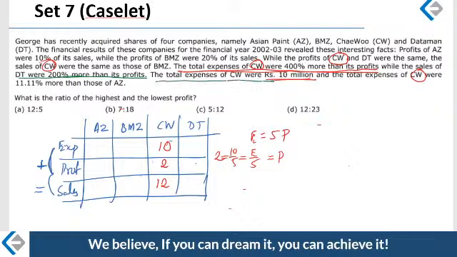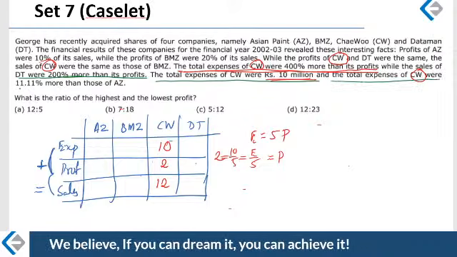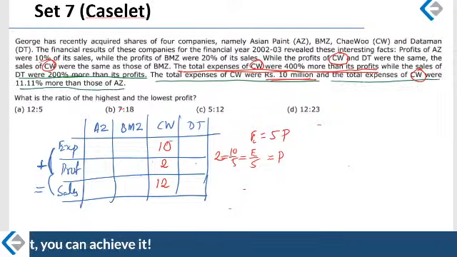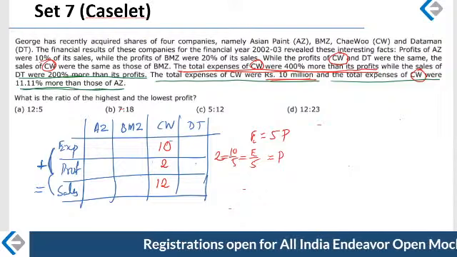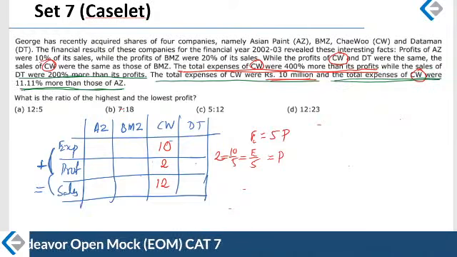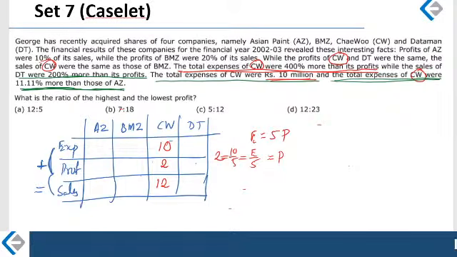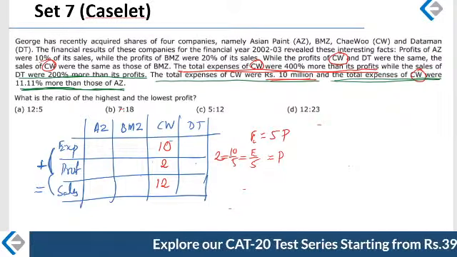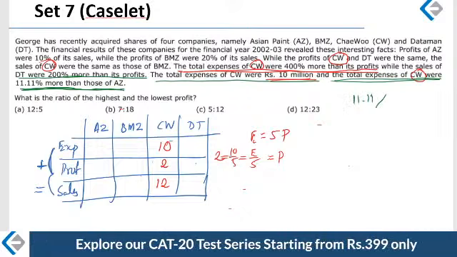The total expenses of CW were 11.11% more than AZ's expenses. There is a comparison. Fine, I can calculate this. The author is saying that the expenses of CW were 11.11% more than AZ. What is 11.11%, by the way? 11.11% is from the percentage class. 11.11% is nothing but 1 by 9.